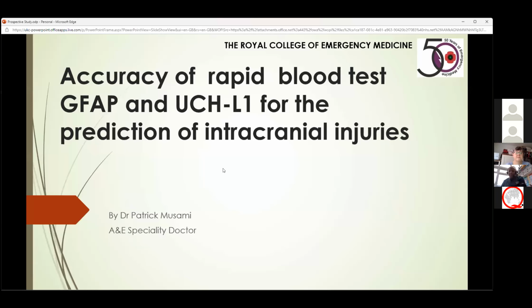Okay, fine. Good morning, ladies and gentlemen. So the title of my paper was, it was a prospective study designed to determine the predictive accuracy of a blood test, which uses measurements in order to predict intracranial injuries. So the screening test was being developed to use blood tests, and the reference standard was CT scanning of the head.